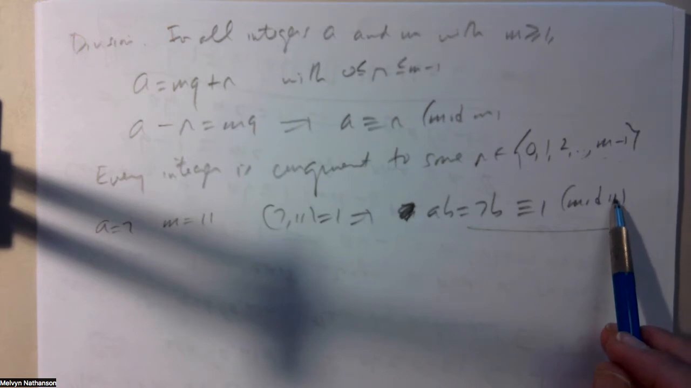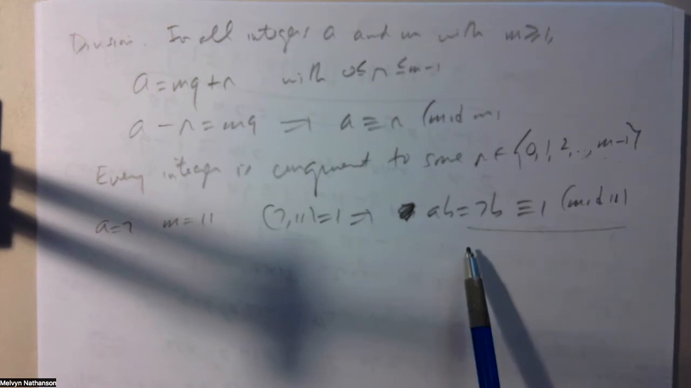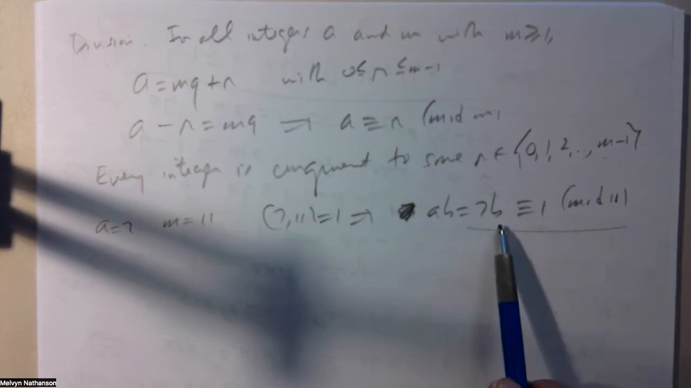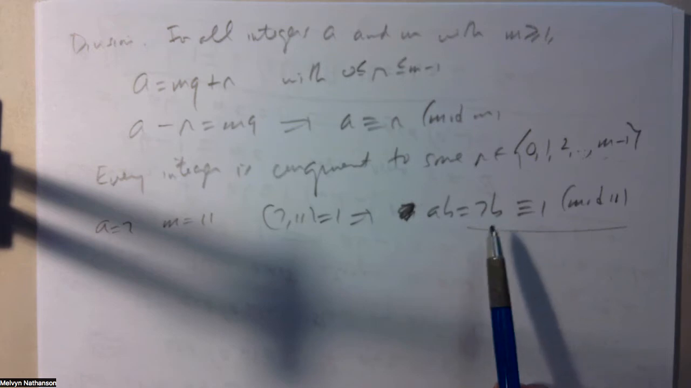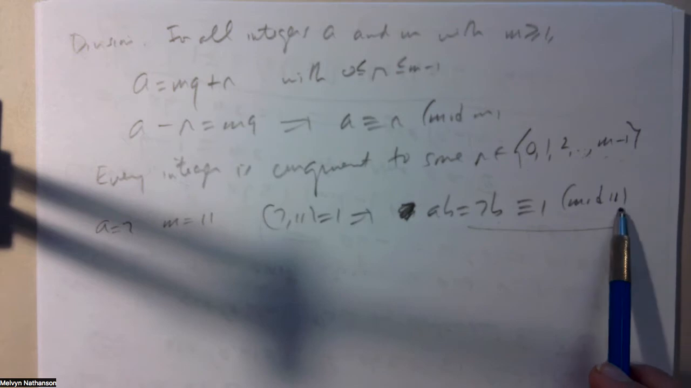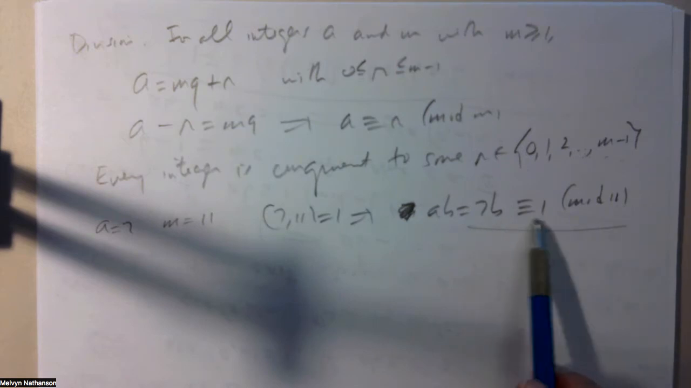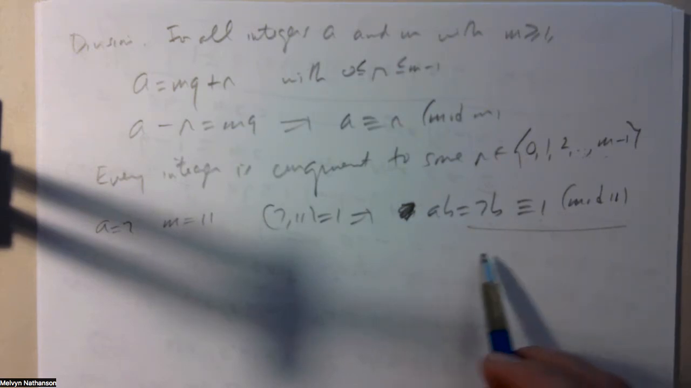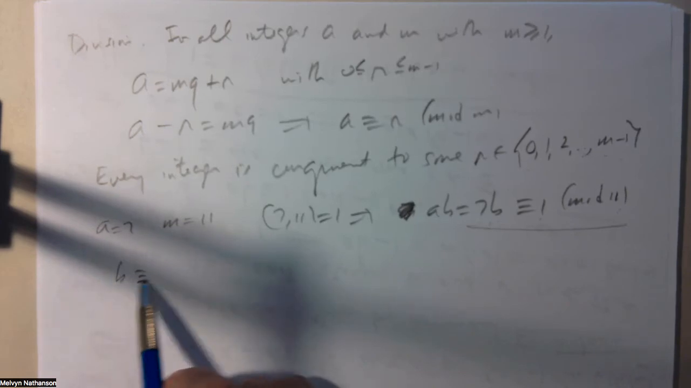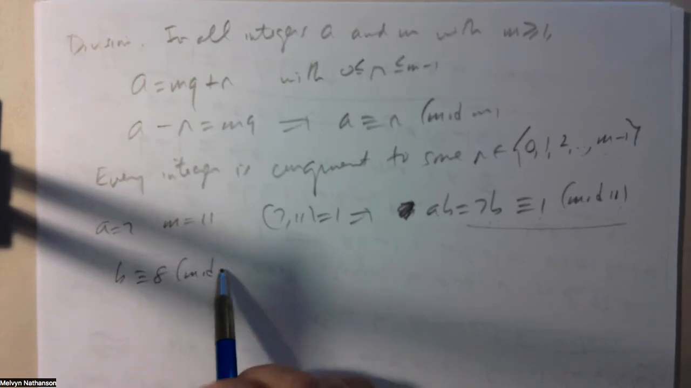Well, for small numbers, I guess, trial and error works. If you just start going through the numbers 0, 1, 2, 3, only go up to 10, eventually you'll find a solution to this congruence. And one solution is B congruent to 8 mod 11.